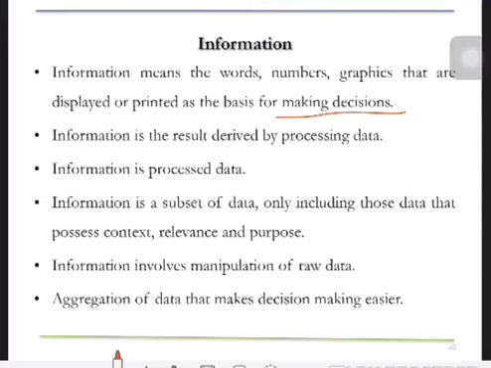Information is the result derived by processing data. After we process data, we can get information. Information is processed data, simply. Information is a subset of data that includes those data that possess context, relevance, and purpose. So information involves manipulation of data. In order to get information, we have to manipulate data.